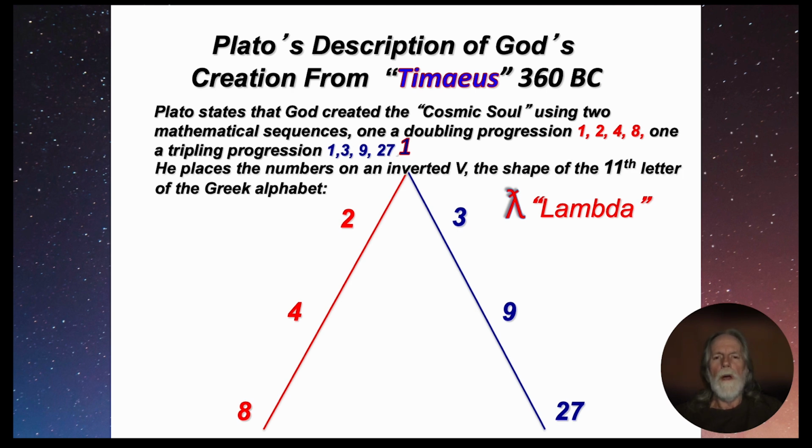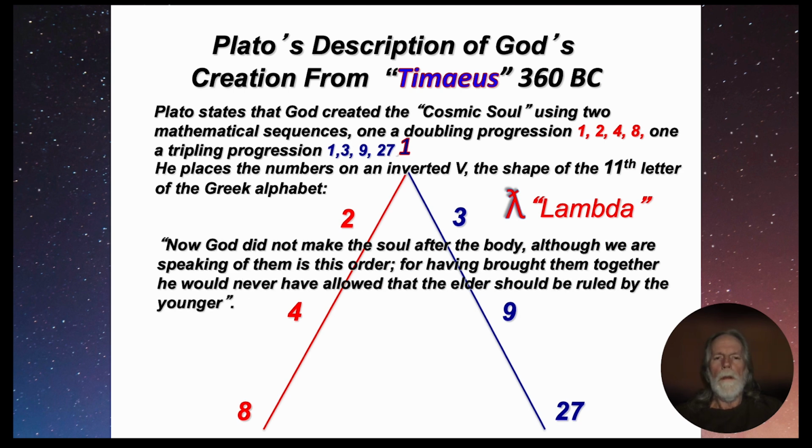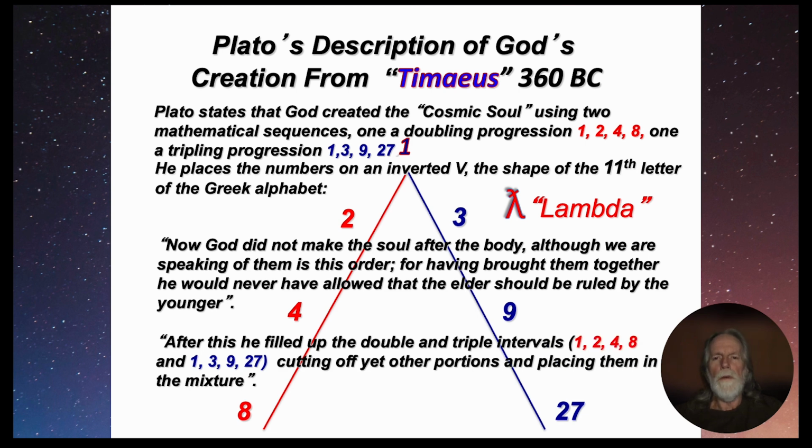He places these numbers on an inverted V, the shape of the 11th letter of the Greek alphabet, and he states, "Now God did not make the soul after the body, although we are speaking of them in this order. For having brought them together, he would never have allowed that the elder should be ruled by the younger. After this, he filled up the double and triple intervals, cutting off yet other portions and placing them in the mixture."